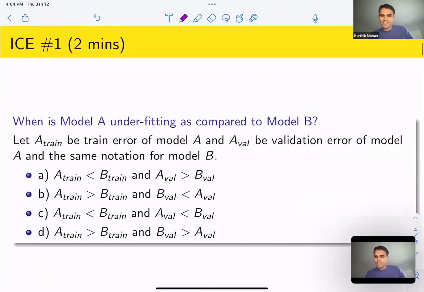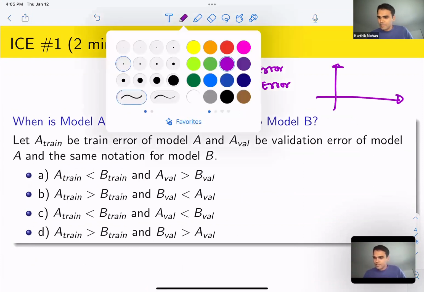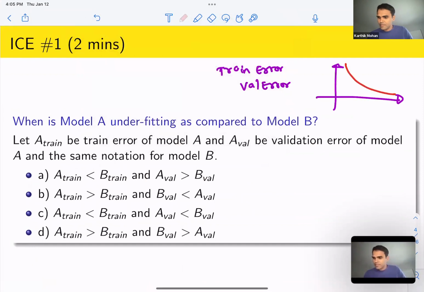Okay, great. So we start off with an in-class exercise. Remember we spoke about train error and then validation error. The figure to keep in mind is something that looks like this: train, and then validation. And this is your loss function.